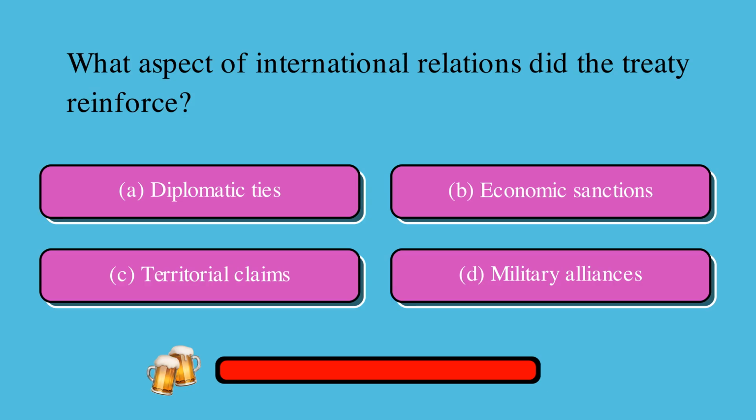What aspect of international relations did the treaty reinforce? Is it A. diplomatic ties, B. economic sanctions, C. territorial claims, or D. military alliances? The correct answer is A. diplomatic ties.